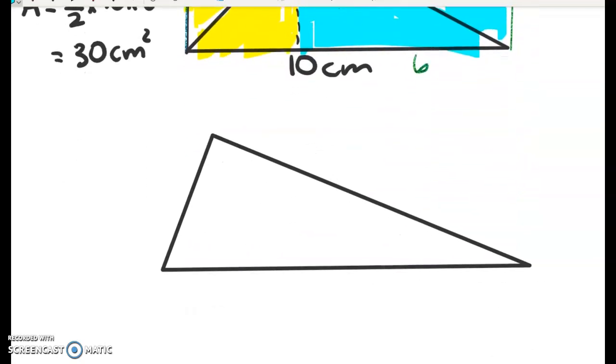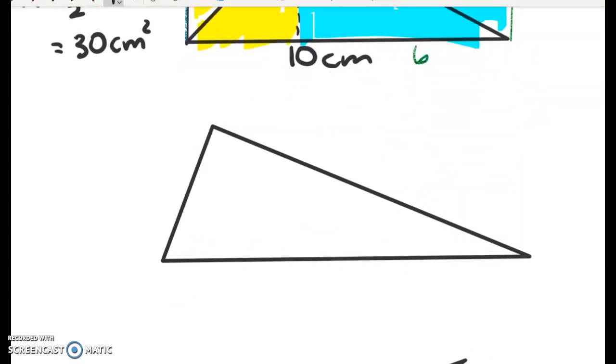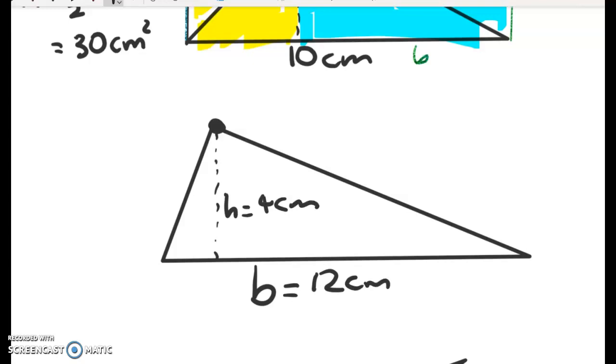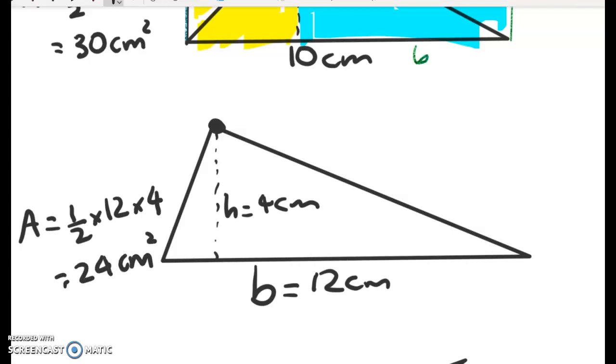Right, let's go on to a couple more triangles just to make sure we've really got this idea of where the height is. So the base is here. The height here, we start at this point, and it must be this length that forms a rectangle with that side. So if the base is 12 centimeters, and this is, I don't know, 4 centimeters, then the area will be a half times 12 times 4. So that's 6 fours, 24 centimeters squared.